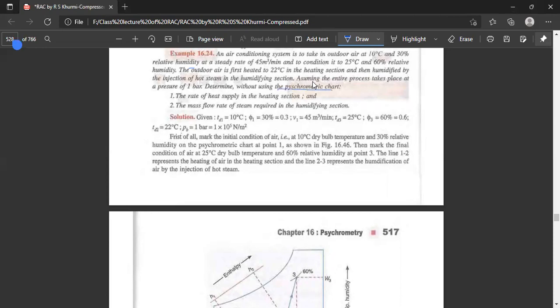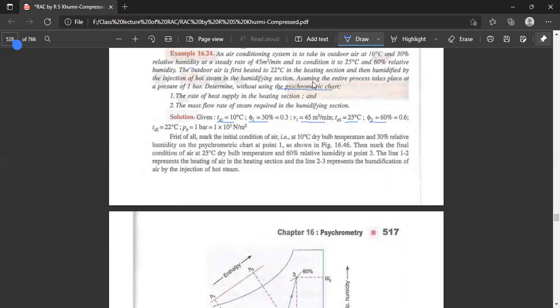So what is given? The dry bulb temperature is given. Relative humidity is 30%, equal to 0.3. The velocity of the incoming air is given, and the dry bulb temperature of the outgoing air is given. The relative humidity of the outgoing air is also given, and the dry bulb temperature at the incoming and the moisture is given. TD2 and PB of 1 bar are also known.